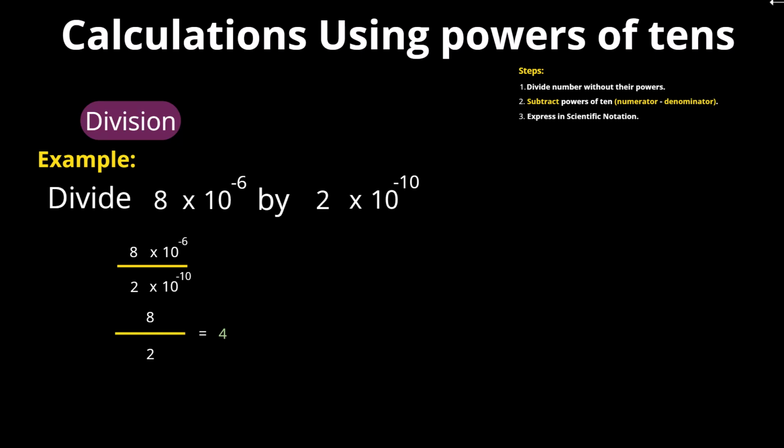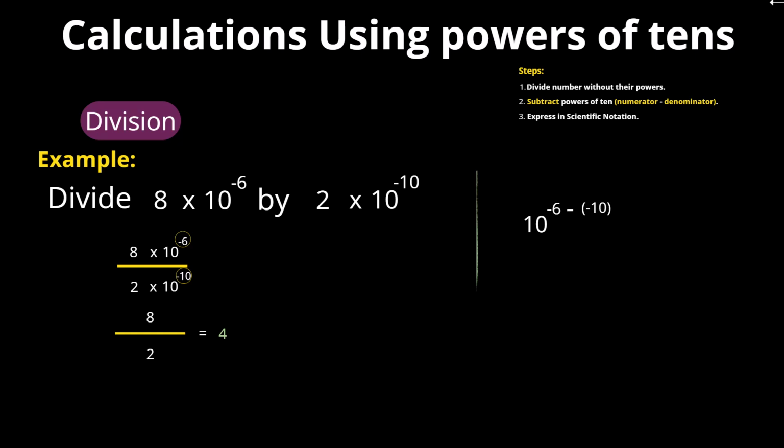Now let's subtract. Whenever we divide, we subtract. So we have our powers. We have negative 6 and negative 10. So this is how we set up the problem. I like to use brackets because it will help you to avoid problems. So we have 10 to the negative 6 minus negative 10.